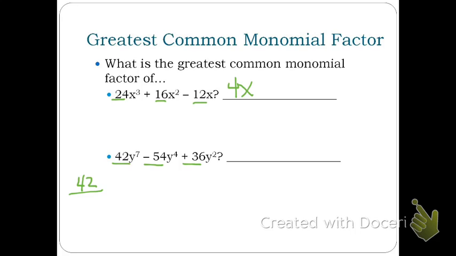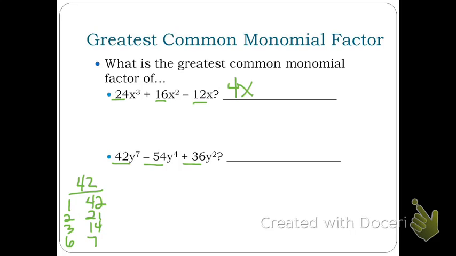The factors of 42 are 1 and 42. 1 is always a factor of a number. 2 and 21. Let's see, 3 goes into 42, 14 times. 4 doesn't go into 42. 5 doesn't go into it. 6 does, 6 times 7, and there are no numbers between 6 and 7. So those are all the factor pairs of 42.